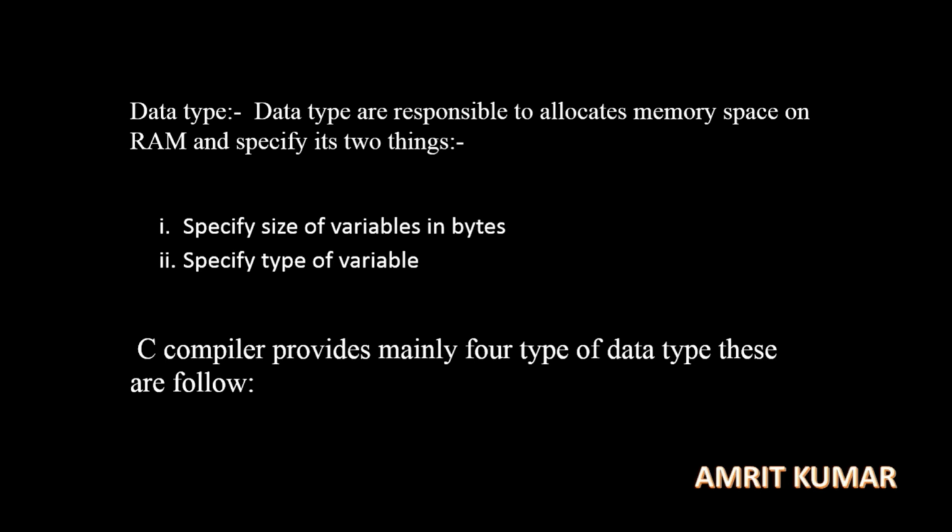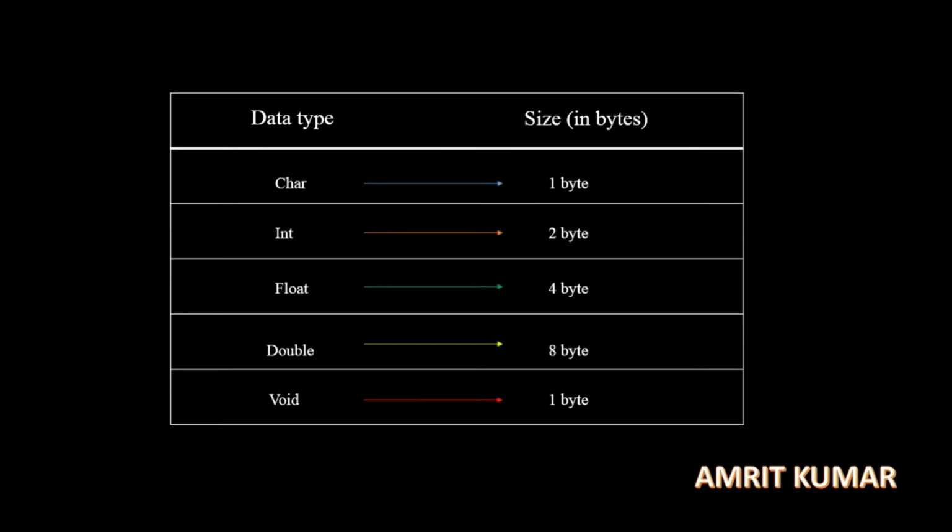The C compiler provides mainly four types of data types, and these are as follows. Let's look at this. You can see the char data type, whose size is 1 byte, the int data type, whose size is 2 bytes, the float data type, whose size is 4 bytes, the double data type, whose size is 8 bytes, and void. Void means empty, and it contains 1 byte.